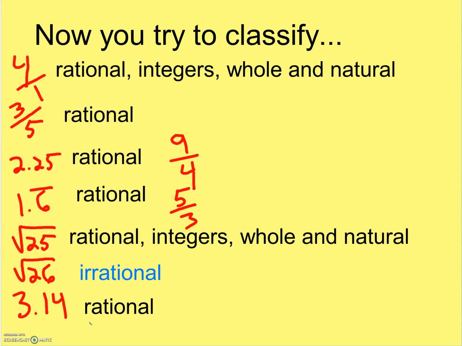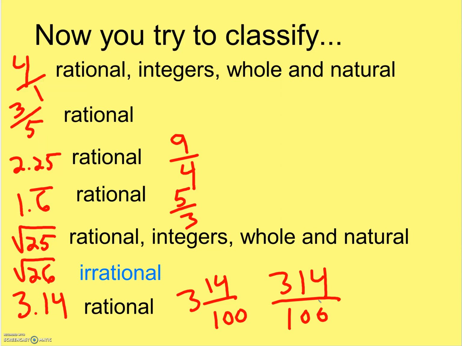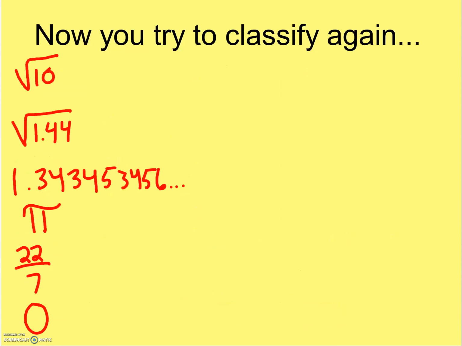Now 3.14, notice I said earlier pi was irrational. I actually missed this one in college when I wasn't thinking. The 3.14 is not pi. It's just an approximation of pi, which is 3 and 14/100ths. So that would be able to be written as A being 314 and B being 100, and it would be rational. Okay, let me give you one more try at this.